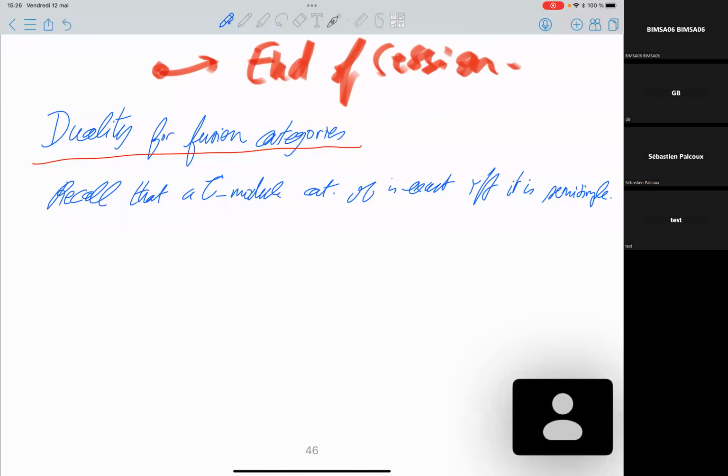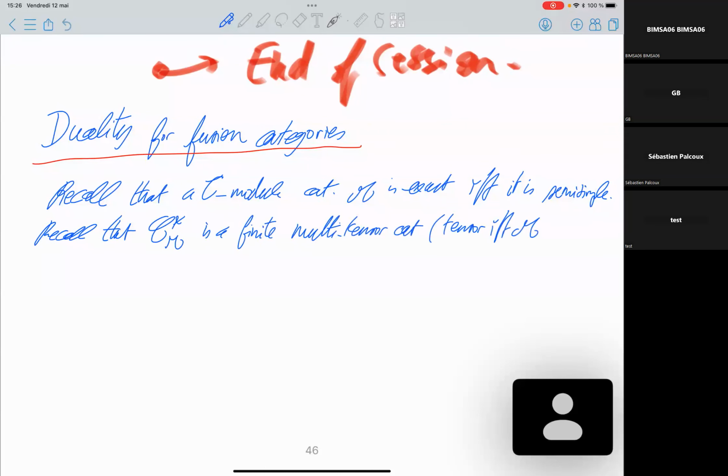Moreover, recall that the dual of C with respect to M is a finite multi-tensor category. And it is tensor if and only if the module is indecomposable.